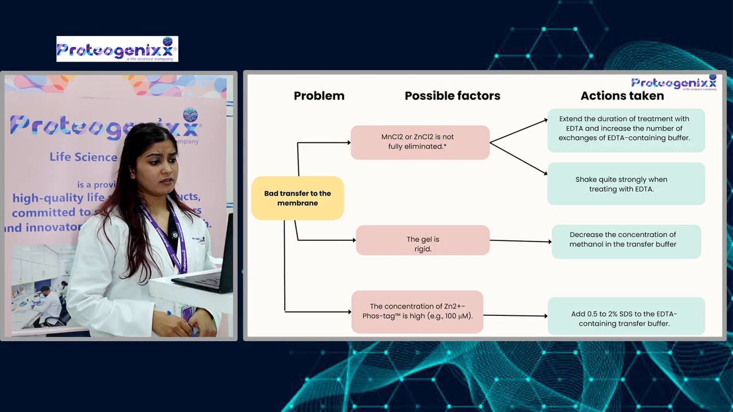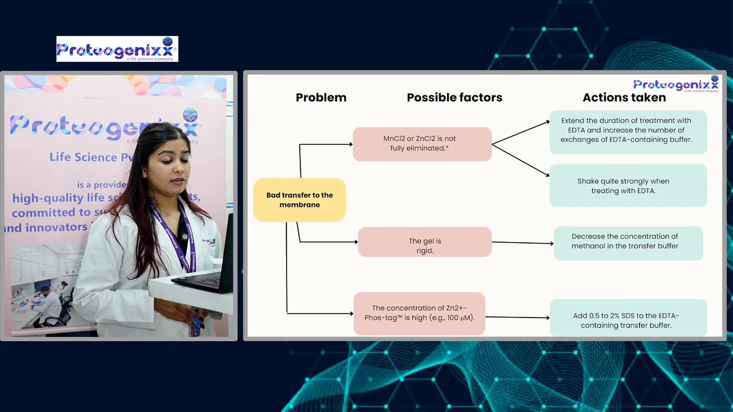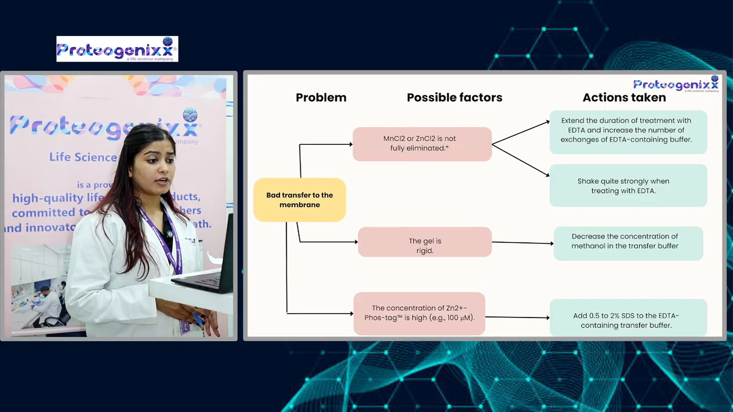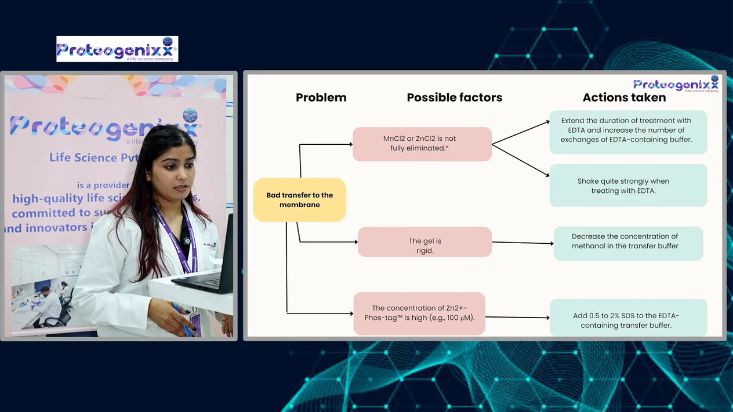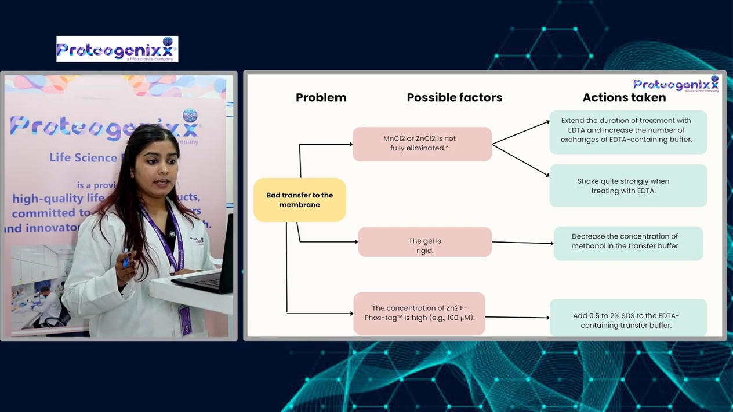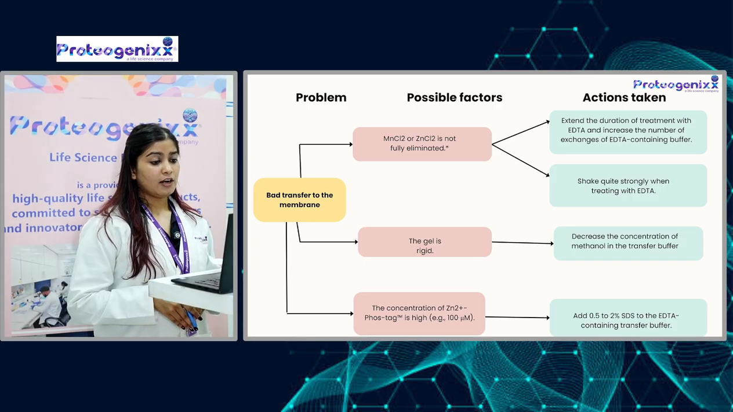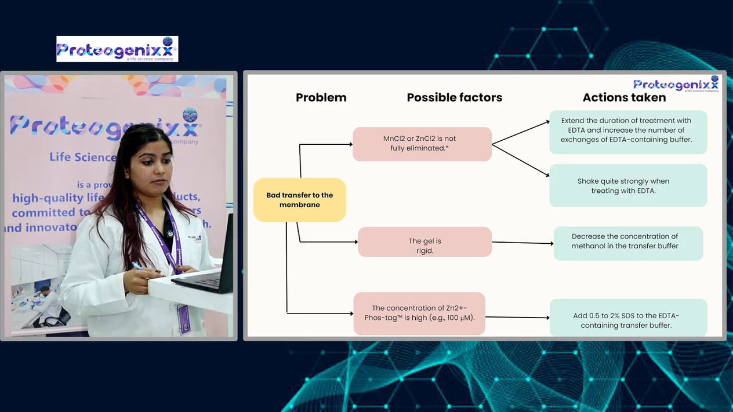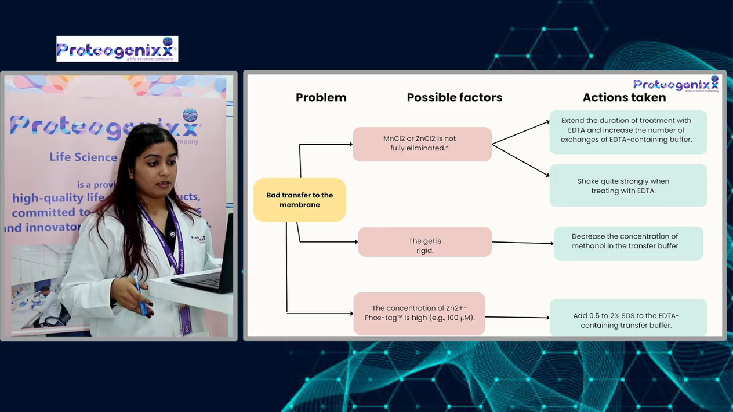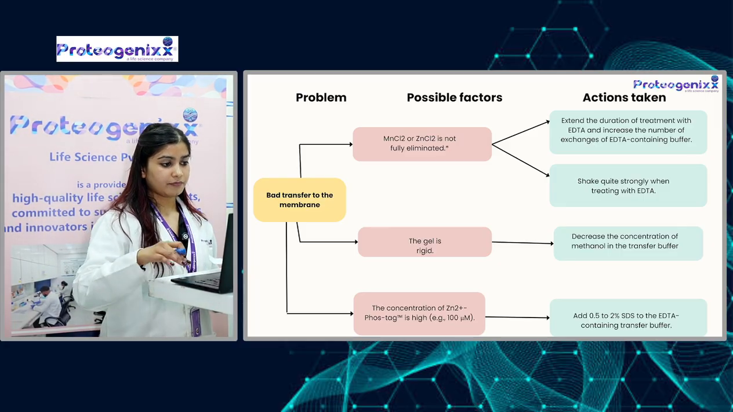Bad transfer to the membrane is also a problem. It happens when your manganese chloride or zinc chloride is not fully eliminated. For that, you can increase the duration of treatment with EDTA, which increases the number of exchanges of EDTA-containing buffer. And also, you can shake the samples so that it can remove the ions.